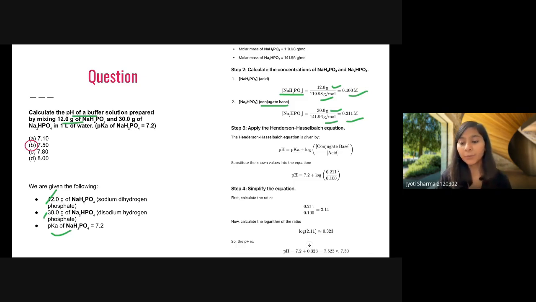And again, we know the formula that pH is equal to pKb plus log of conjugate base upon acid. And we already have calculated the concentration of each of these. So what we need to do is put them into the formula, simplify, and calculate the pH, and this pH will be 7.50. So this is how we can calculate the pH of any buffer solution.